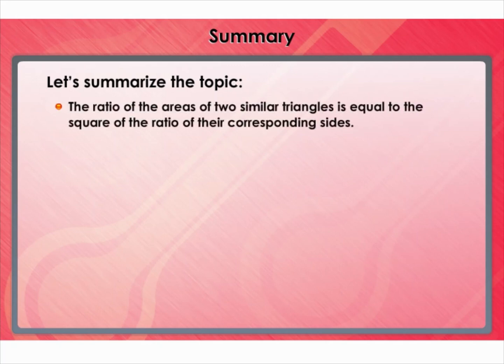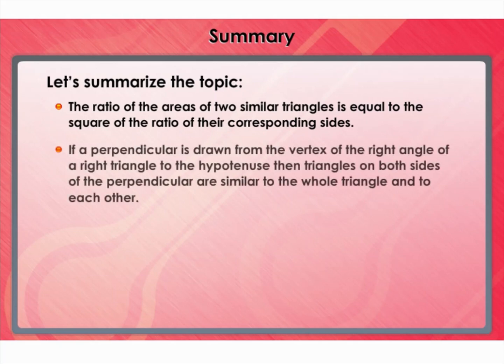Summary. Let's summarize the topic. The ratio of the areas of two similar triangles is equal to the square of the ratio of the corresponding sides. If a perpendicular is drawn from the vertex of the right angle of a right triangle to the hypotenuse, then triangles on both sides of the perpendicular are similar to the whole triangle and to each other.